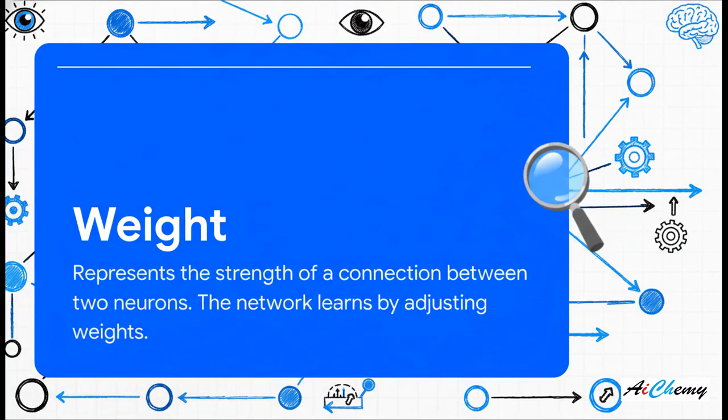Now the connections between these neurons are absolutely key. They aren't all equal. Each connection has a weight, which is basically a number that says how strong or important that connection is. And this is the cool part. The entire process of learning for the network is really just about adjusting these weights, getting them just right.